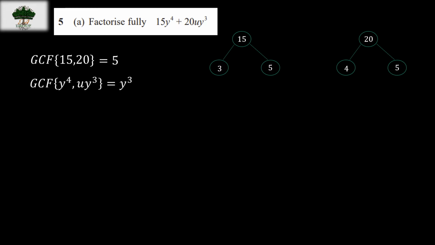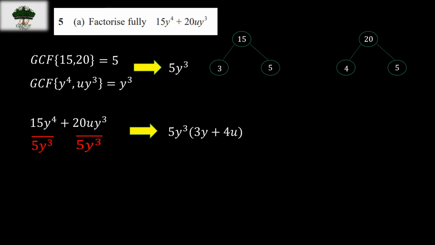And between the letters, the common letter is y, and we have to choose the lowest degree, which is y^3. So the greatest common factor of both terms is 5y^3. Now divide both terms by 5y^3, open brackets and put 5y^3 outside. 15 divided by 5 is 3, y^4 divided by y^3 is y. For the other term, 20 divided by 5 is 4, and y^3 with y^3 cancels because it will be 1. So we still have 4. So this is the last answer for this question.